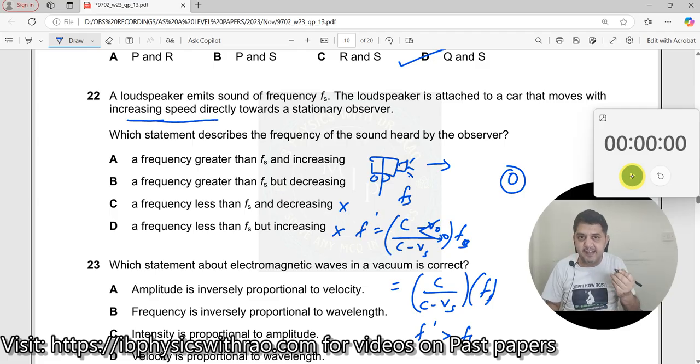It is like, for example, you are standing on a railway platform, and a train is moving towards you and it's increasing in speed. What do you think? Then the pitch of the sound that you hear would be much higher. So the answer would be A over here. These two are incorrect. This is also incorrect over here.